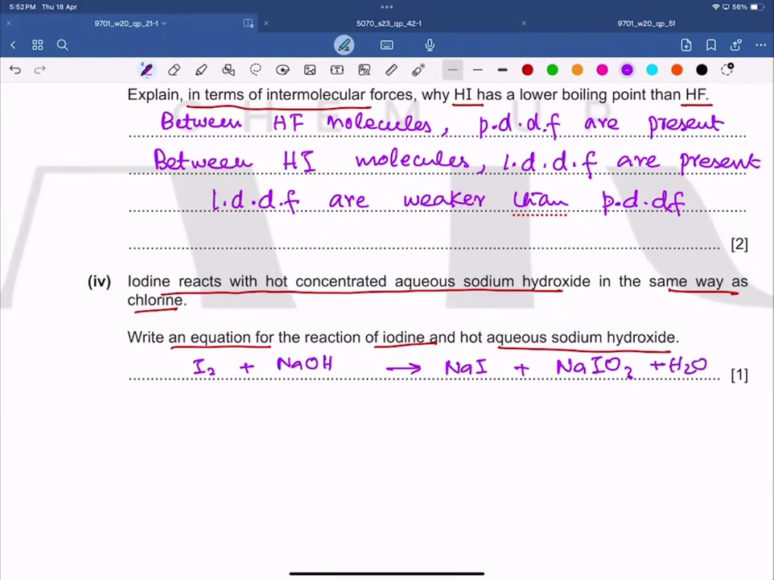Remember, even if the examiner doesn't ask you to balance it, you have to balance it. Yes. 3, 6, 5, and that's 1, and that is 3. Yeah. So you have to remember how to balance it. Okay.